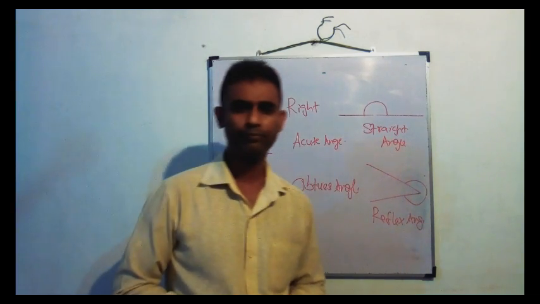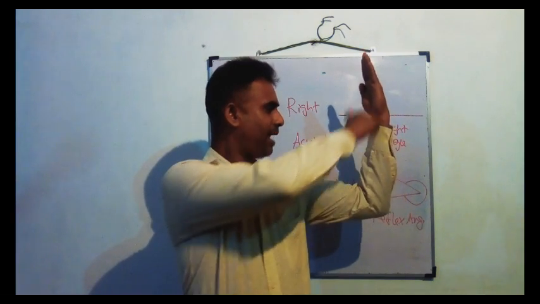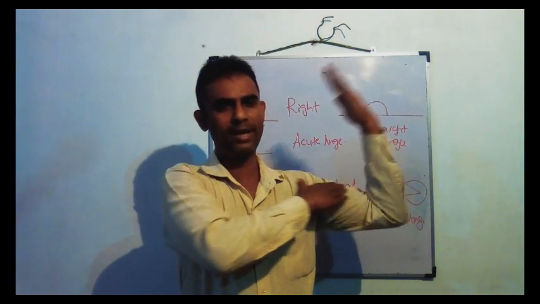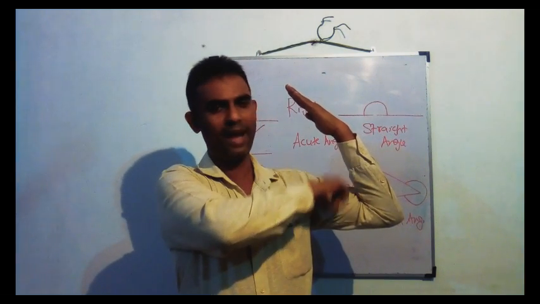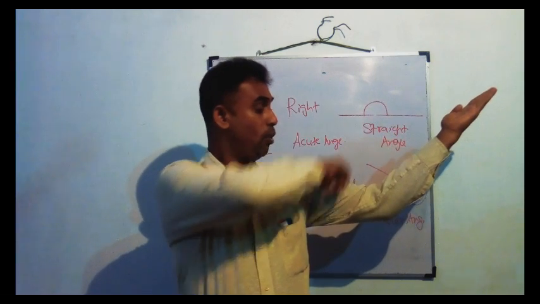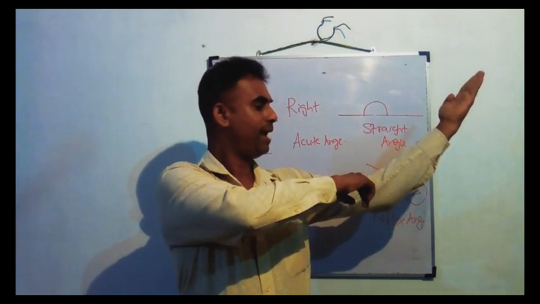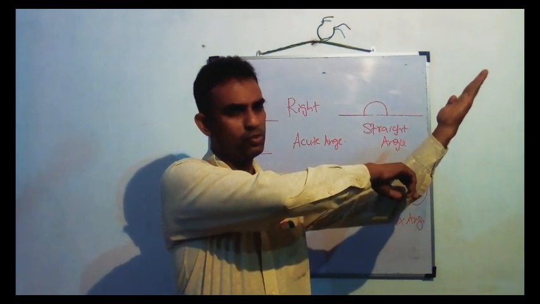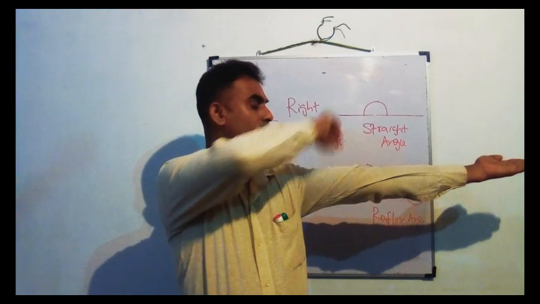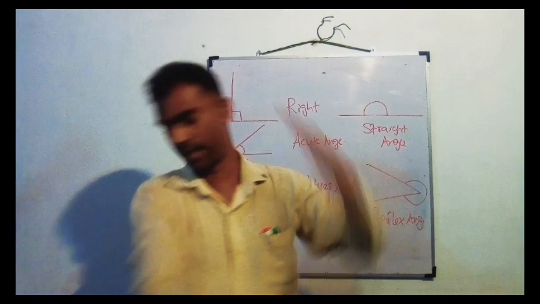Now you remember that. This is the right angle. See here. This is the right angle. This one is less than 90, acute angle. This one is more than 90, we call that obtuse angle. This one is two right angles, we call that straight angle. This one we call reflex angle.